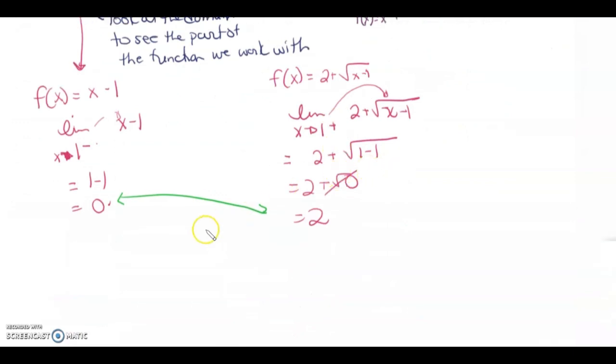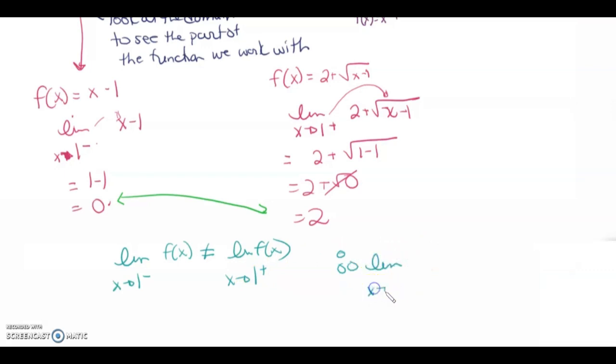Okay, and we can make a statement here. So the limit as x approaches 1 from the left of f at x does not equal the limit of f at x as x approaches 1 from the right-hand side. Therefore, the limit as x approaches 1 in general, right? No positive or negative signs there, okay, of f at x does not exist.